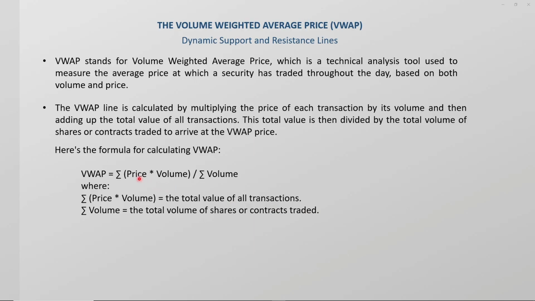In other words, we multiply the volume at each price and divide by the total volume. That will give us the VWAP line, and that is a dynamic line because it changes with time.